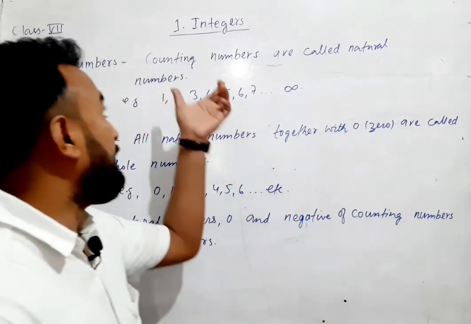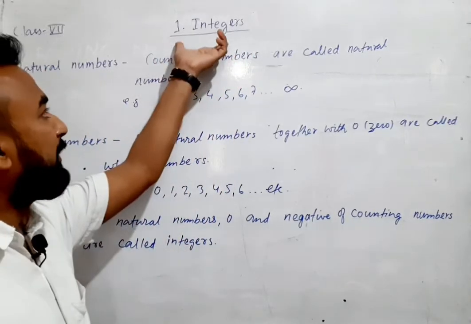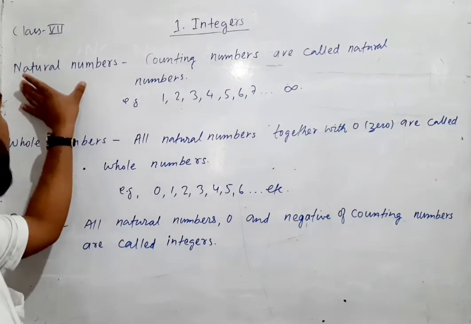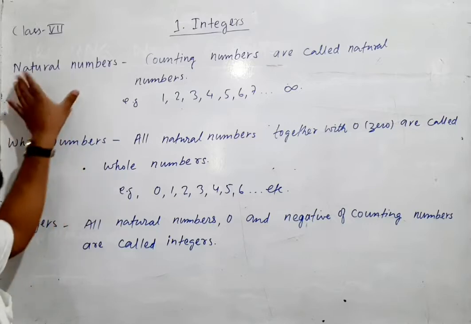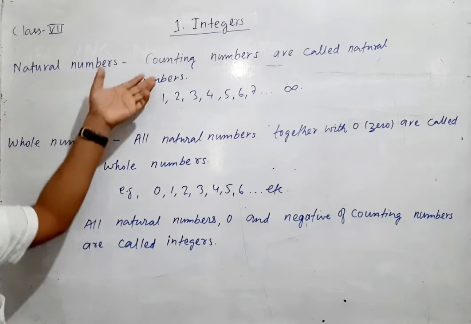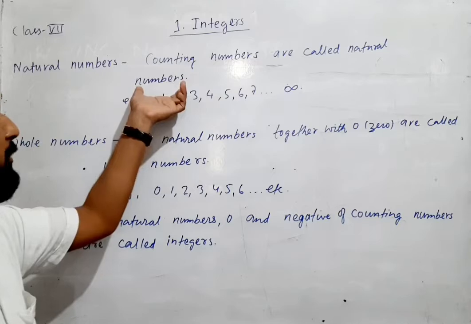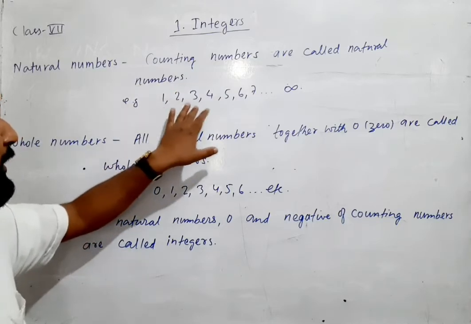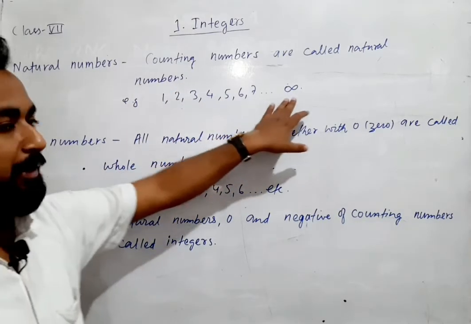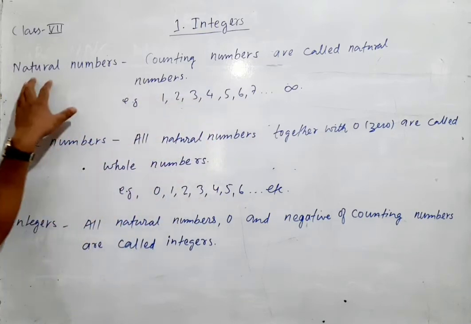So integers. First of all, before knowing the integers, we have to know about the natural numbers and whole numbers. So what are natural numbers? Counting numbers are called the natural numbers. Counting numbers means 1, 2, 3, 4, 5, 6, 7, infinity. All counting numbers are said to be natural numbers.